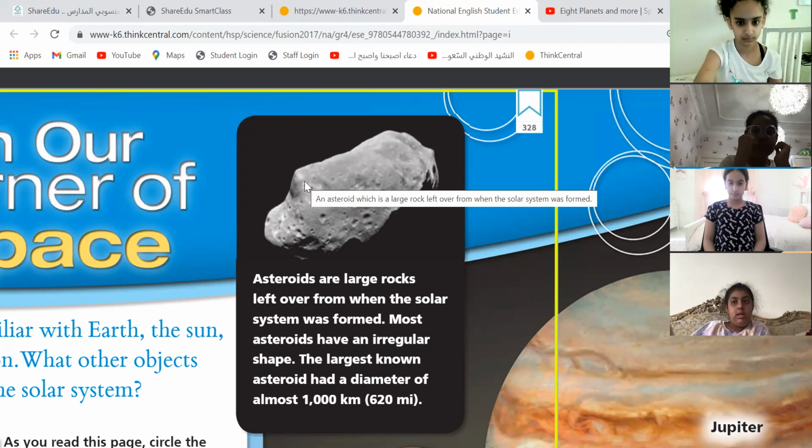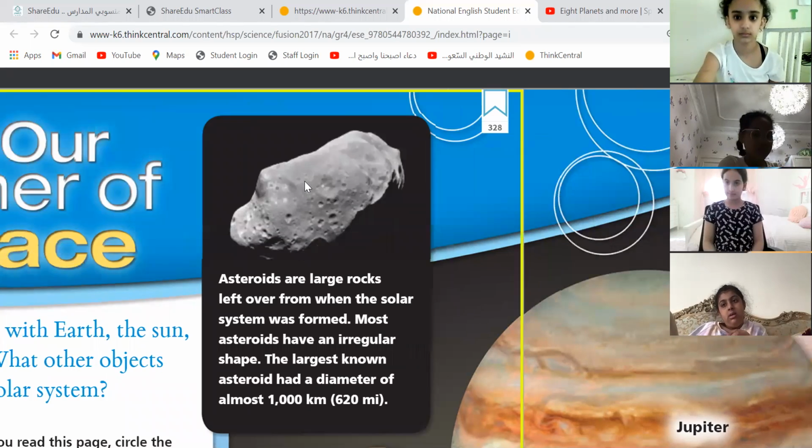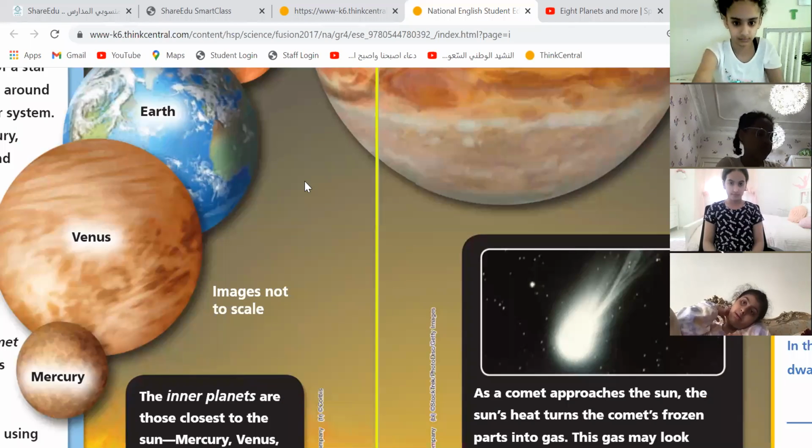The largest known asteroid has a diameter of almost 1,000 kilometers. It is really big. Yes, ya Maria. Never mind, I just read it. Oh, okay. So it is very, very huge and big. Asteroids are not planets, and planets move them away while they are going all the way around the sun.